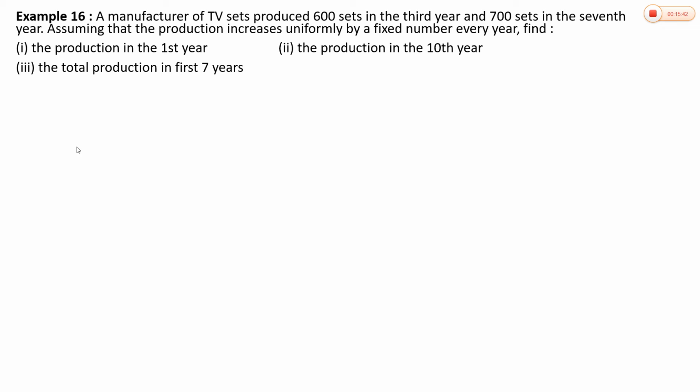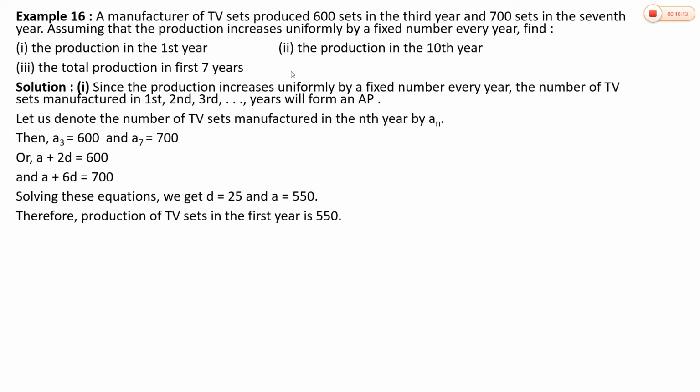See the next problem. A manufacturer of TV sets produced 600 sets in the third year and 700 sets in the seventh year, assuming that the production increases uniformly by a fixed number every year. We have to find, first, the production in the first year; second, the production in the 10th year; third, the total production in the first 7 years. We'll solve one by one.